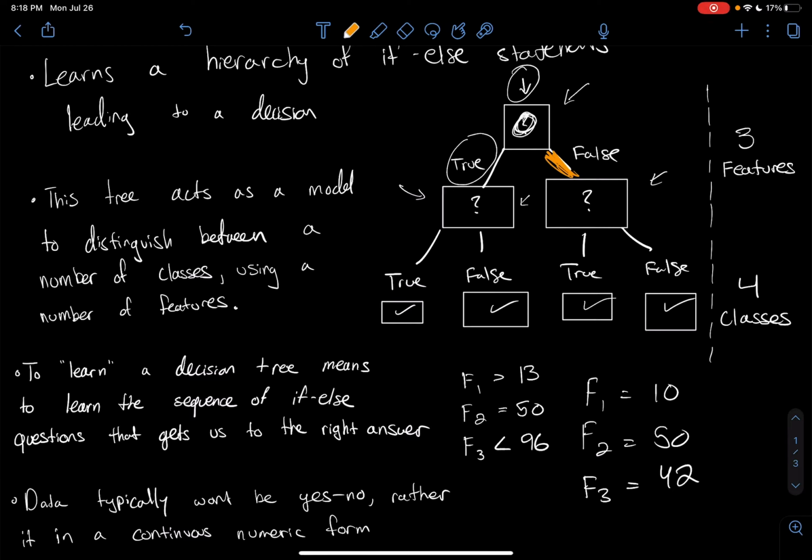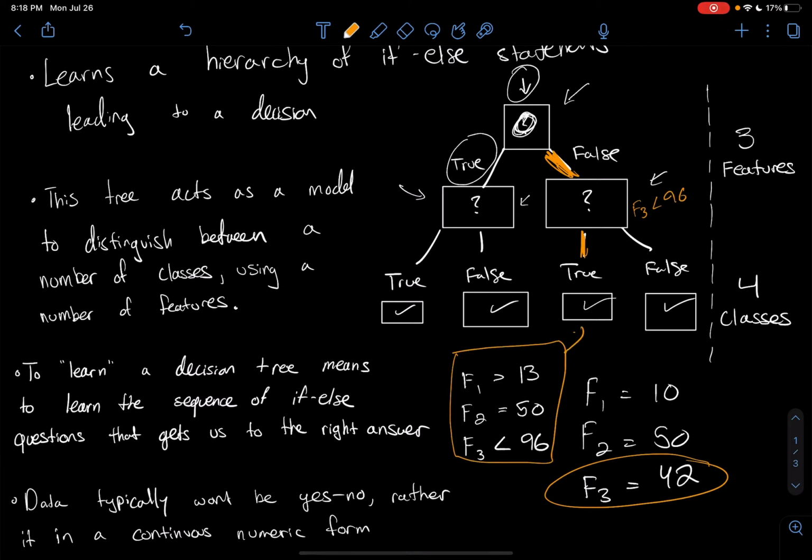And in this box, we're asked if feature 3 is less than 96. We see our feature 3 is equal to 42, so this is actually true. So then we take the true branch, and this data point represented by these 3 numbers would end up in this class right here. Right? So that's the decision tree process, the flow.